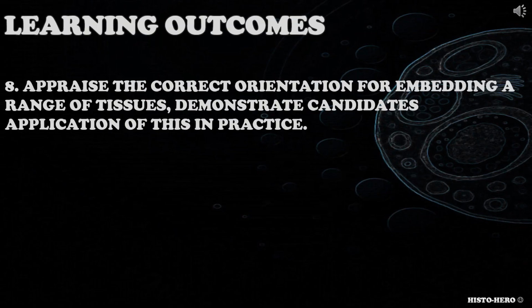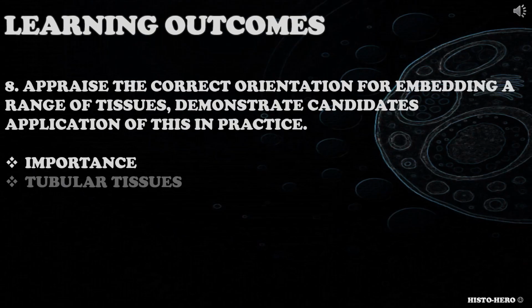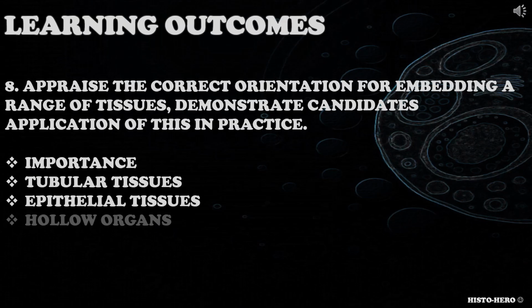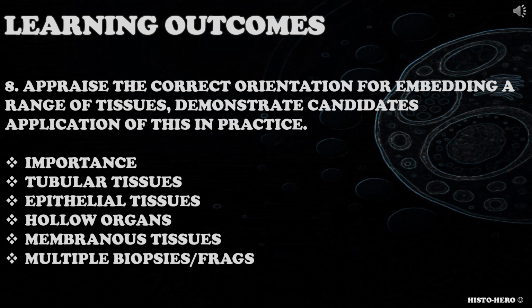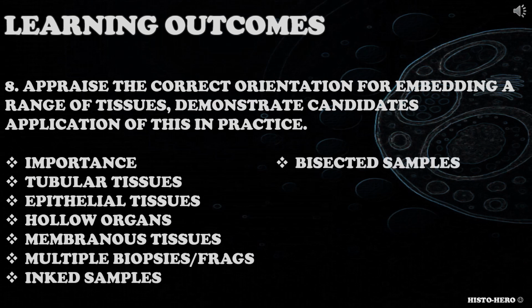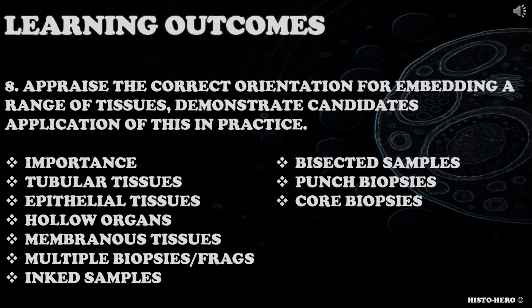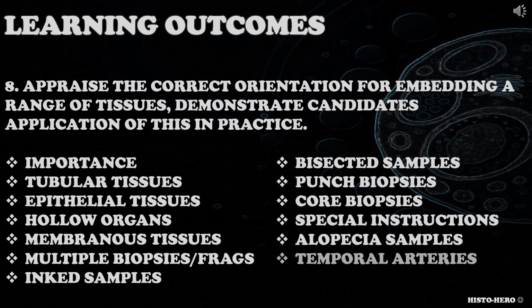Candidate could consider importance of orientation, various tissues like tubular structures, epithelial tissues, hollow organs, membranous tissues, multiple biopsies or fragments in a cassette, inked or bisected samples, punch or core biopsies, samples with specific special instructions for embedding like alopecia or temporal artery samples, nerve and muscle samples.